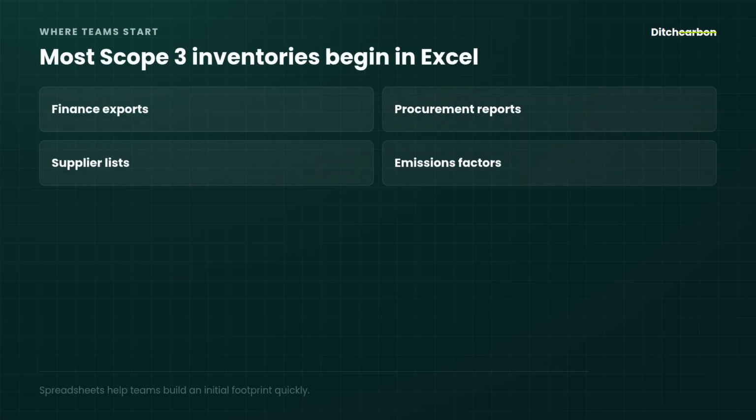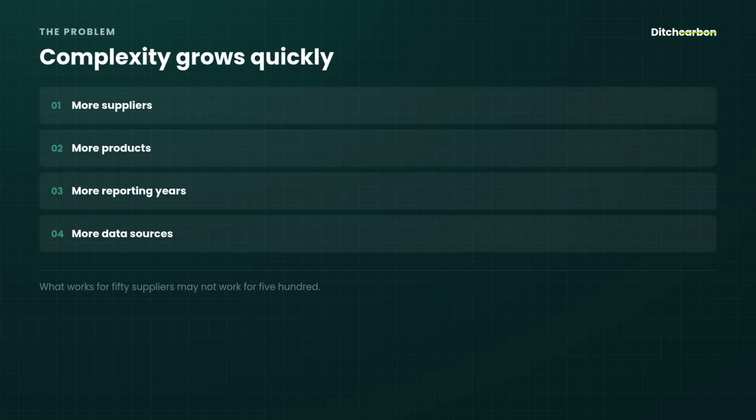First of all, there's nothing wrong with using spreadsheets. They're available to everyone, they don't require any new software, and they let sustainability teams start measuring emissions quickly. Most first-year Scope 3 inventories are built from some combination of Excel exports from finance, procurement reports, and emissions factors, and that's completely normal. The problem isn't using spreadsheets. It's expecting them to support a program that gets more complex every year.